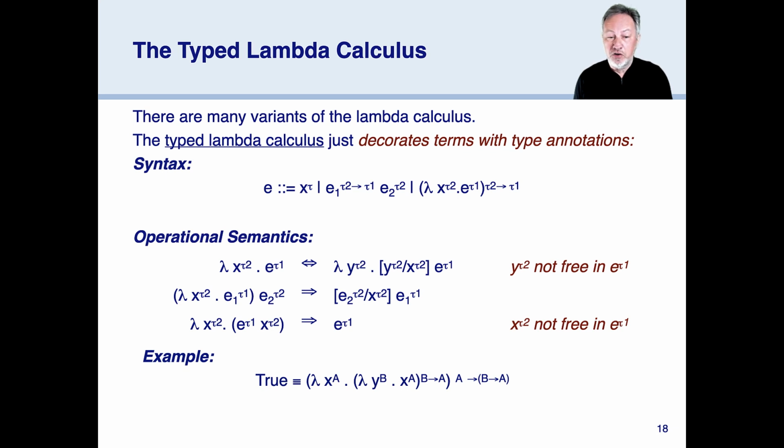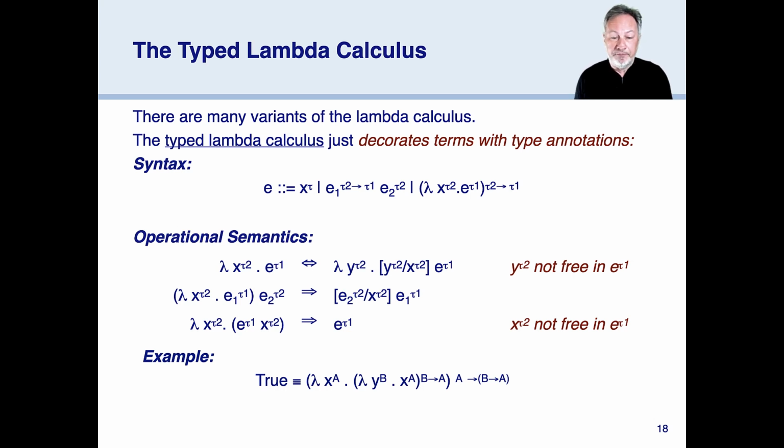The beta reduction is again exactly as we had before. We're just doing extra bookkeeping. And notice what we want to ensure. So if we have a lambda x dot e1 applied to an e2, the thing we have to make sure of is that the type of e2 is the same type as our x. So they're both tau2. Otherwise we can't do the substitution.